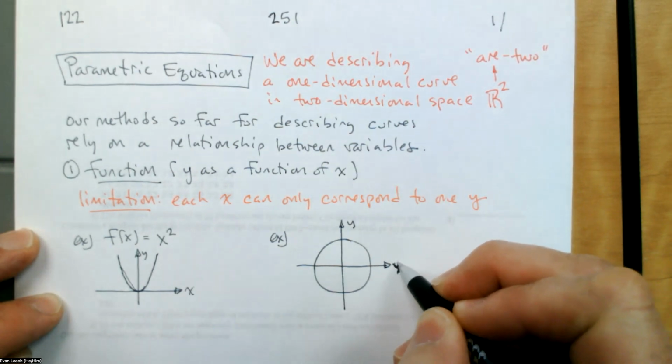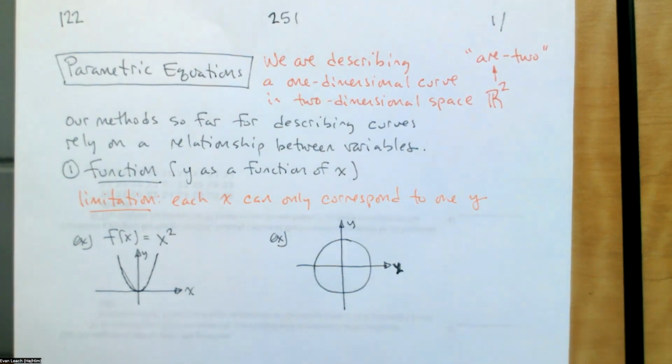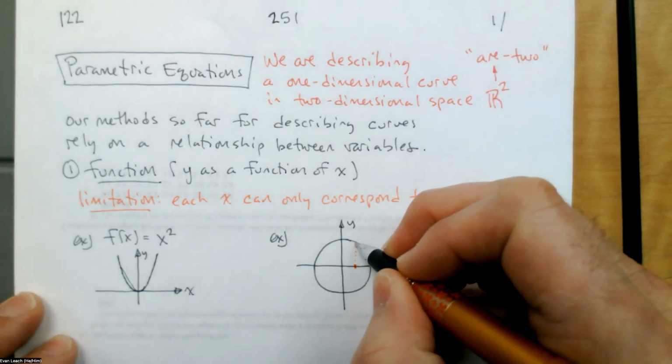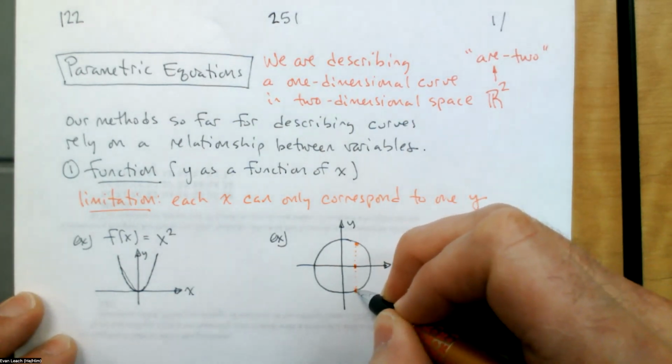Spelled x wrong. Where we run into an issue is when we have something like a circle. In this circle, there are some x that correspond to two different y values. So here is a value of x that corresponds to two different y values.